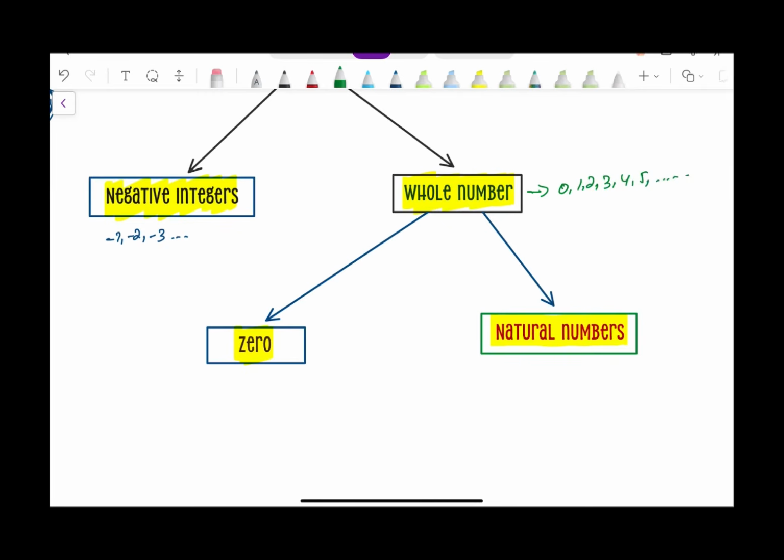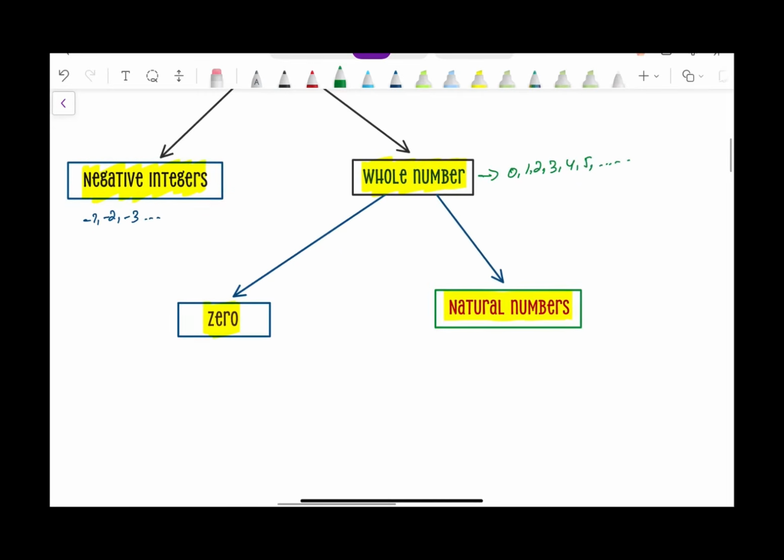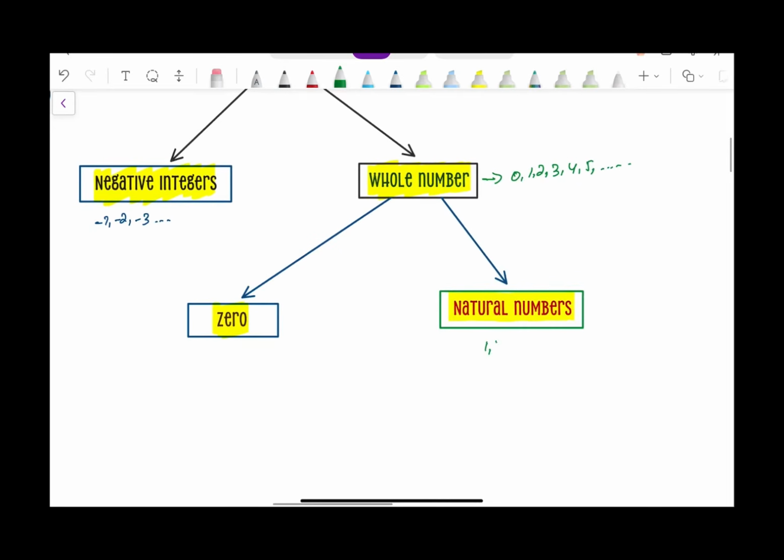Again, under whole number, there's natural number. What is natural number? Natural number means 1, 2, 3, 4, 5, 6, and so on. The simplest definition of natural numbers is all the counting numbers, because we don't start counting from 0, or we don't count 2 by 3, 4 by 5. We don't count like that.